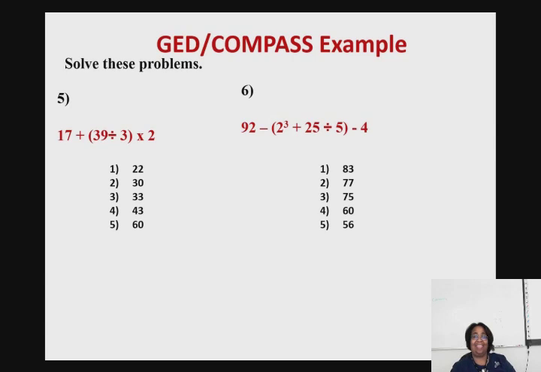Number 3 is 35? 75? This one here? Yep. Okay, 75. So remember, this is 2 times 2 times 2, which is 8, plus 5. Then you take 92 minus, what's 8 plus 5? 13. Minus 4. And you'll get 75.